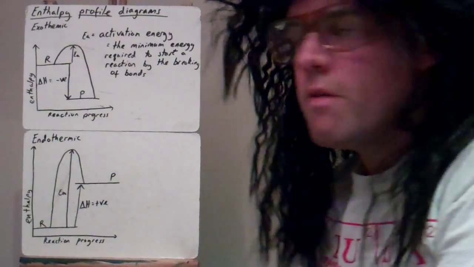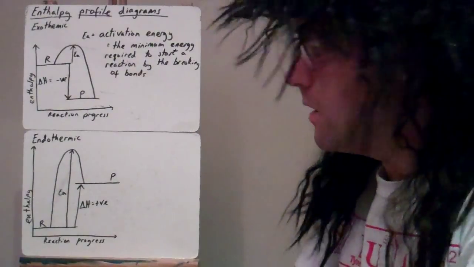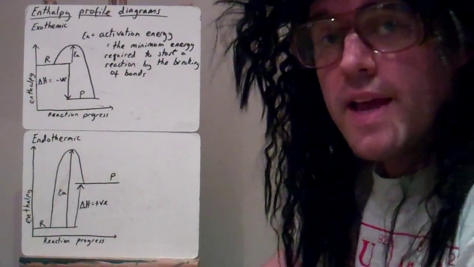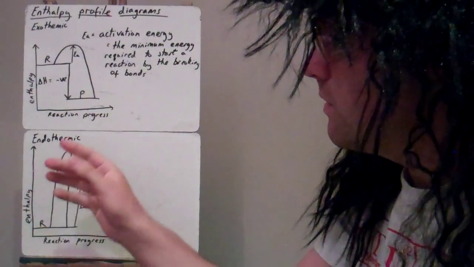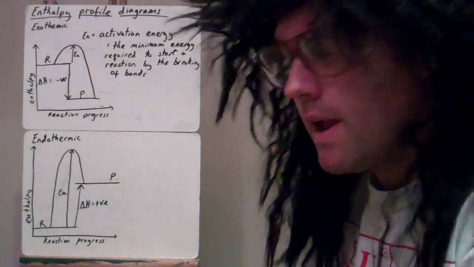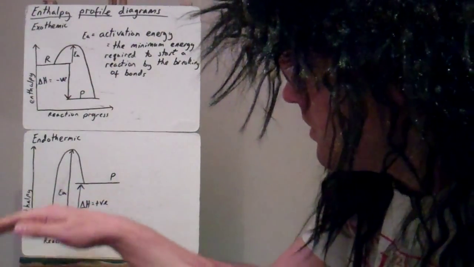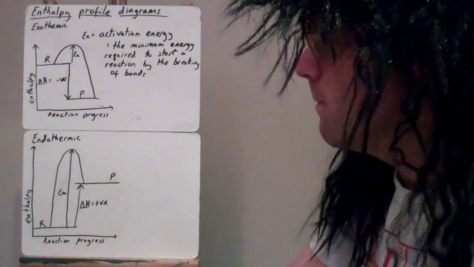Okay, enthalpy profile diagrams. So first thing to notice about these is what the axes are. The y-axis is always enthalpy, the x-axis is always reaction progress. Okay, you very rarely have any units on these things. So on the left you have the reactants, a line for the reactants, and on the right you have a line for the products. Here I've got R and P.